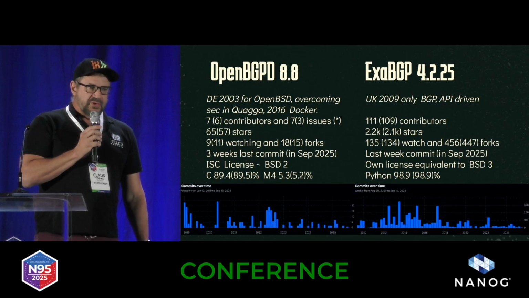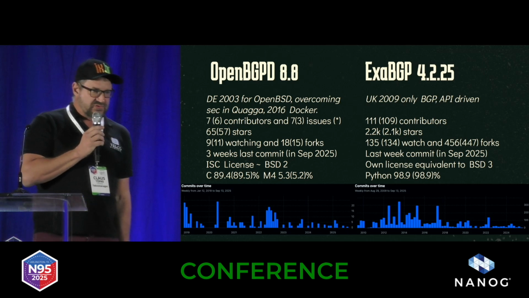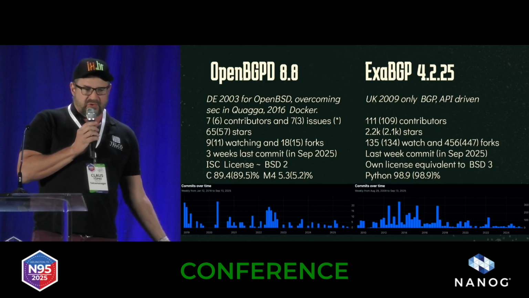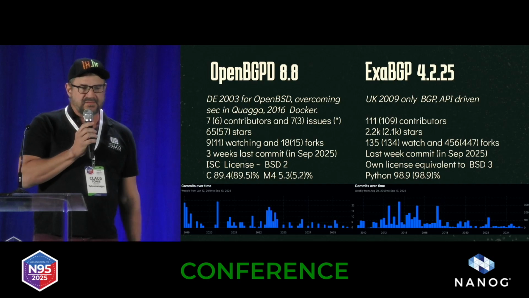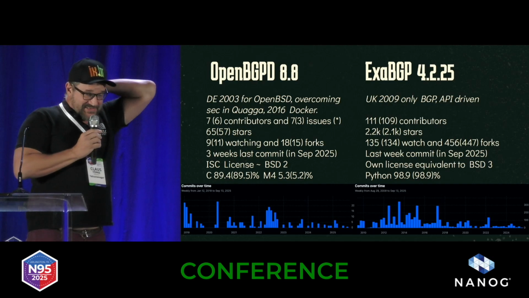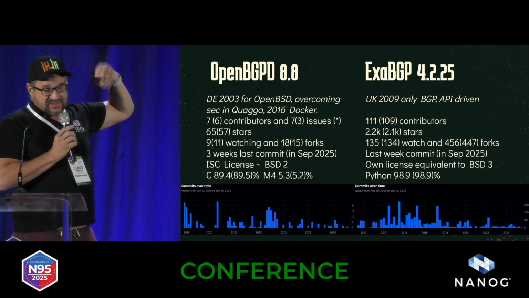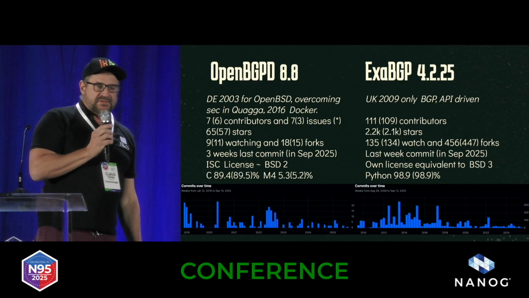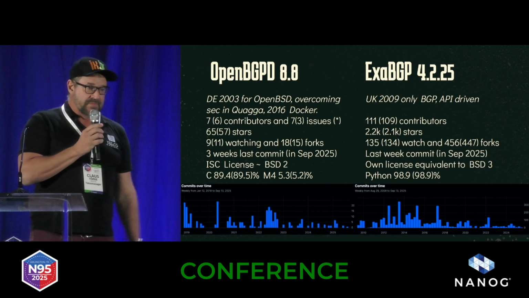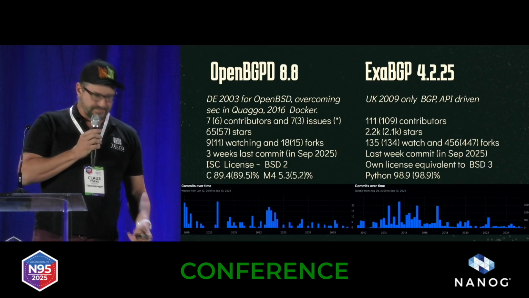Now let's talk about the other daemon. The idea was to overcome the security issues with Quagga in 2016. It doesn't have many people contributing, just 7 people. We raised 1 and 7 issues, maybe 1 issue per person, and 65 stars, 9 watching, and 18 forks. When I checked, the last commit was like 3 weeks ago, which is kind of frequent. You can see the frequency on the graph underneath, which is the GitHub contribution over time. Most of the code is in C.